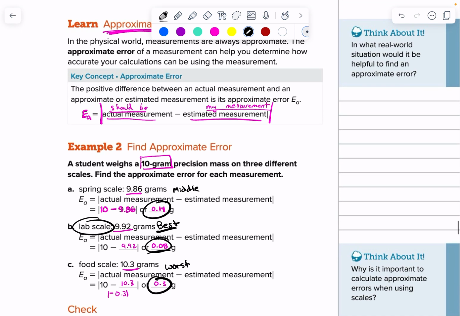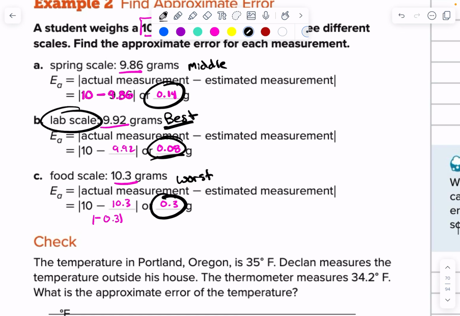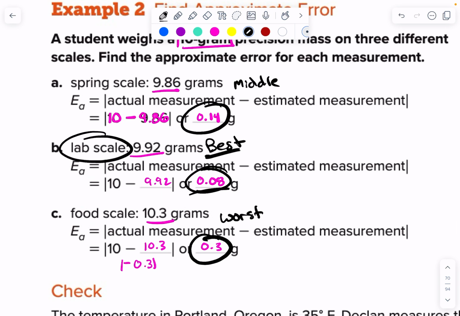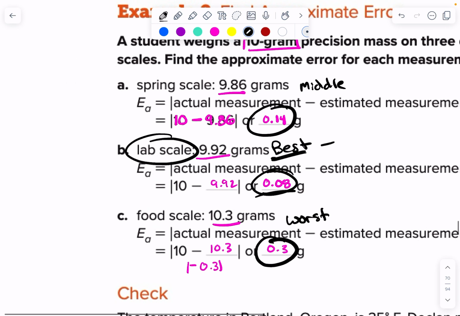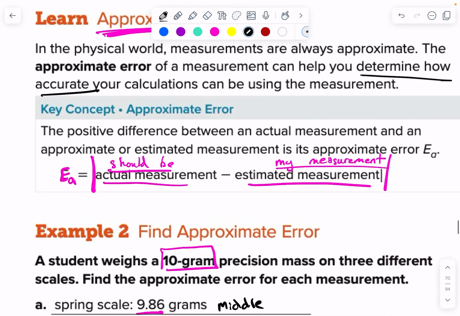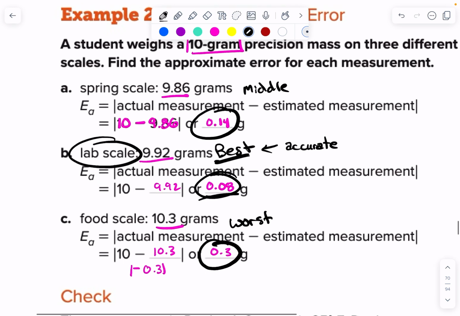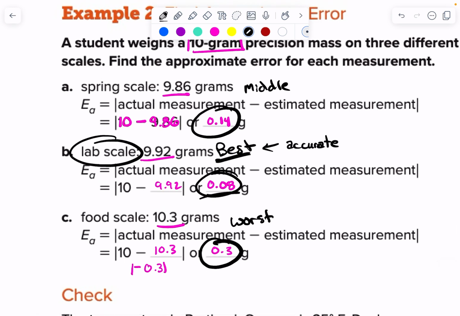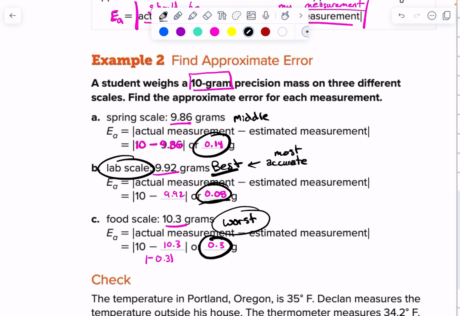Yeah, and so that helps you determine how accurate your calculations are. So basically we're saying which one is the most accurate. This is the best accurate. I don't know, I'm not spelling accurate right. Yeah, there's only one R and one T. Okay, so that's the most accurate. This one is the least accurate because it is off by the most amount, okay? All right, there you go.